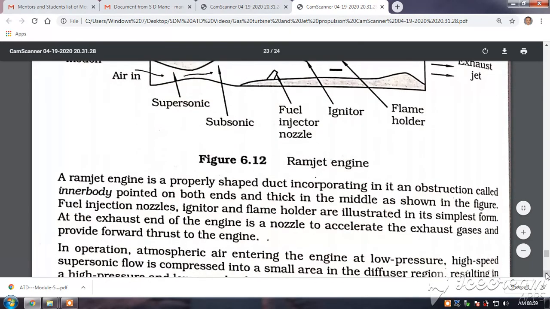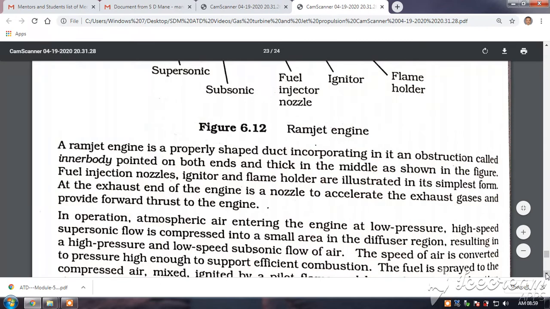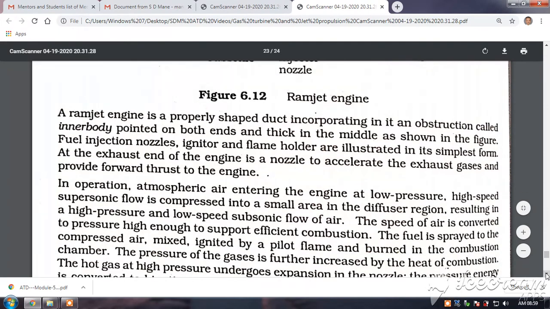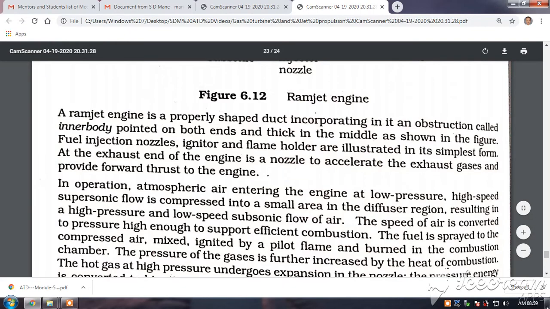A ramjet engine is a properly shaped duct incorporating an obstruction called the inner body, pointed on both ends and thick in the middle, as shown in the figure. There is the inner body, the obstruction you have seen. Then the fuel injector nozzles, igniter and the flame holder are illustrated in their simplest form. These are actually very complex if you see the real drawings, but for ease of understanding they are shown in simple form. At the end, the exhaust is a nozzle to accelerate the exhaust gases and provide the forward thrust to the engine.